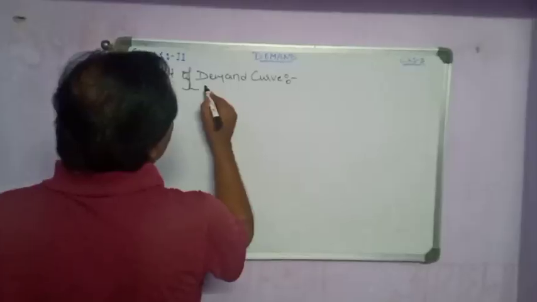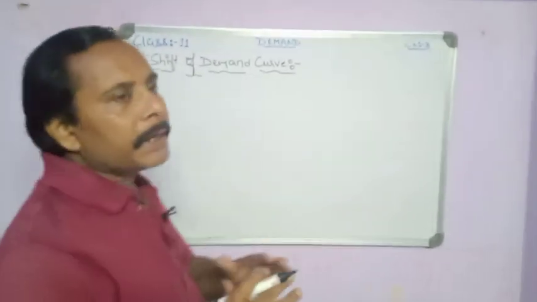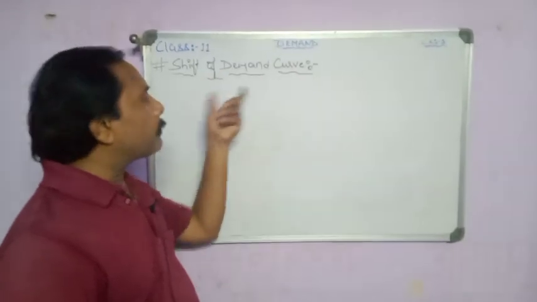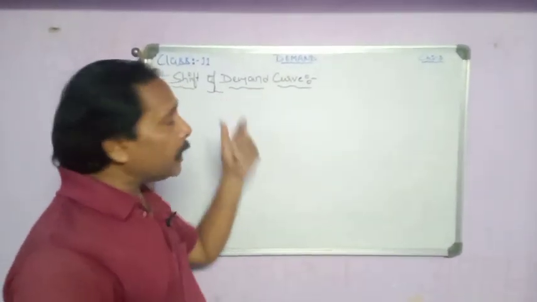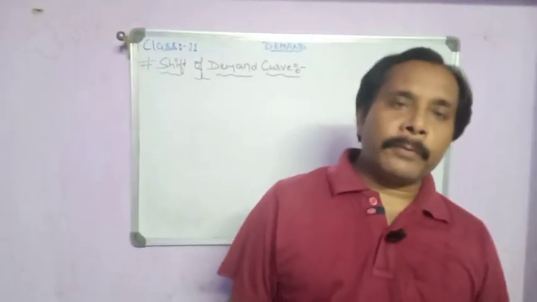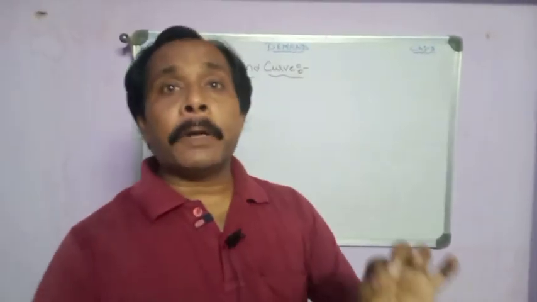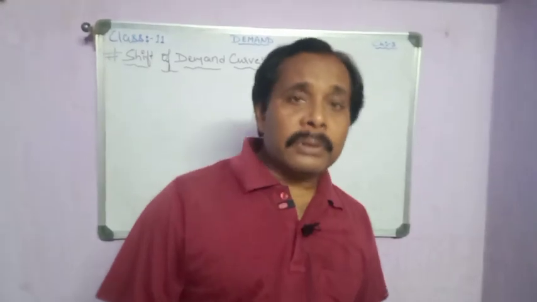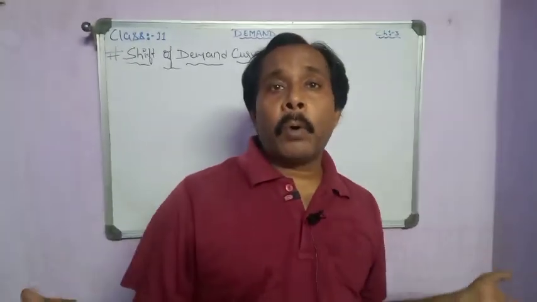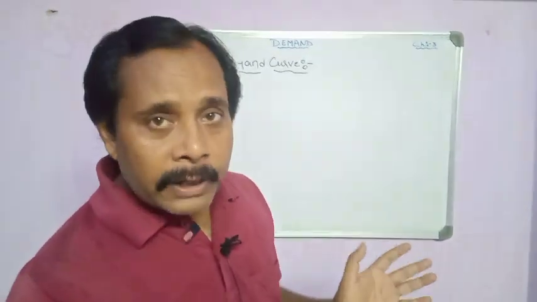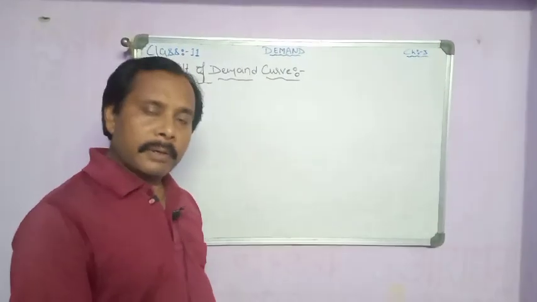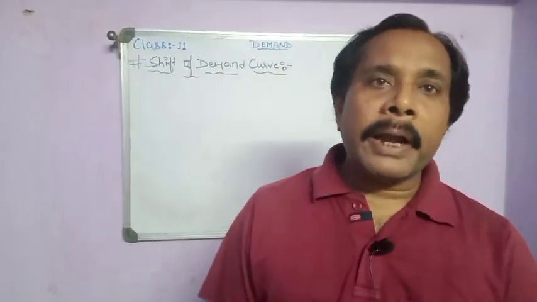Is it clear? Okay. Shift of demand curve. Shift means either it will move towards the right hand side or towards the left hand side. So when the demand curve shifts either rightward or leftward due to change in other factors except price. It means the price remains constant, but other factors such as rise in income, fall in income, rise in the price of complementary goods, rise in the price of substitute goods, increase in population. Whatever factors we have discussed previously, those factors are responsible for changing the demand, and that is known as shift of demand curve. It is also known as increase in demand and decrease in demand.